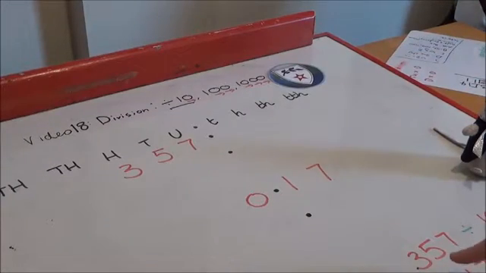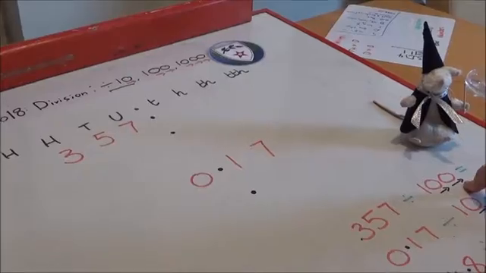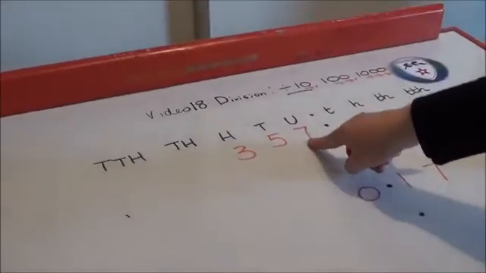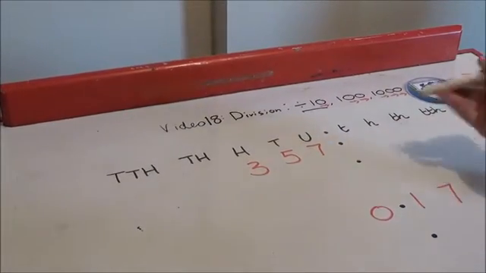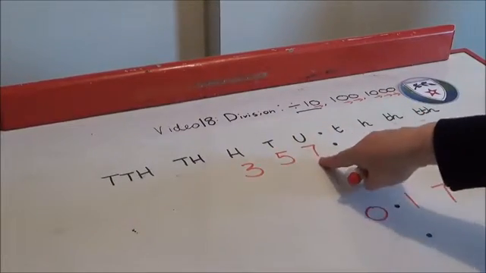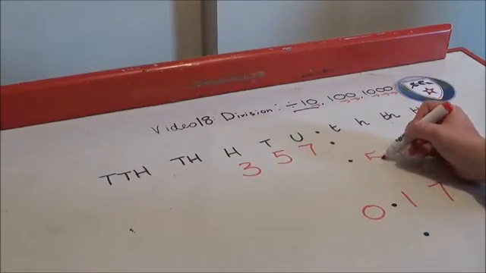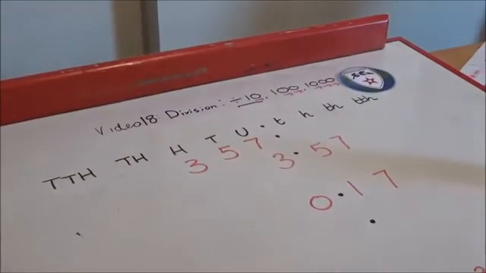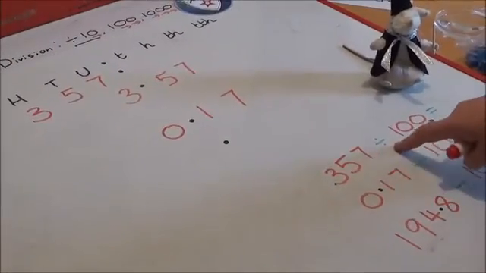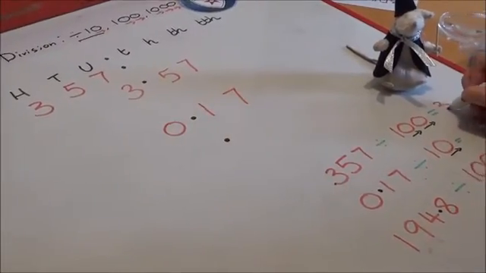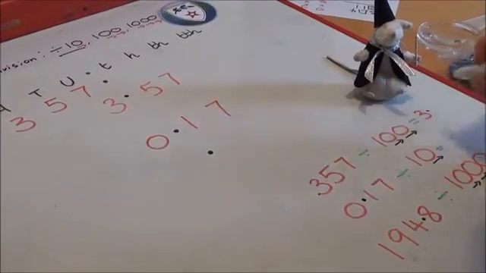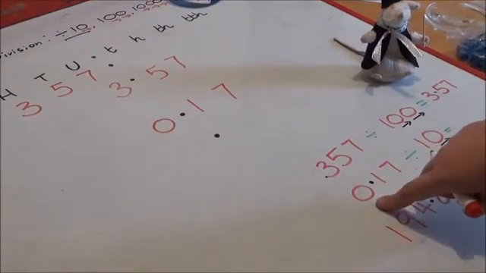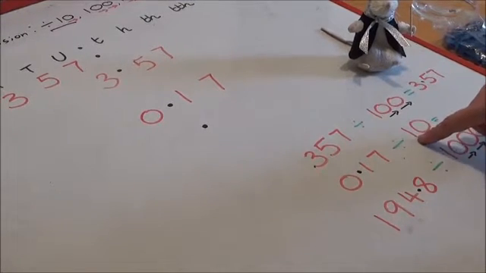Okay, let's go through the answers. 357 divided by 100. I'm going to move it down 2 spaces down the place value position. So I've written it up here for us. Units are not going in the tenths, they're going in the hundredths. Tens, not going in the units, but the tenths. And the hundreds are not going in the tens, they're going in the units. So 357 divided by 100 is the same as 3.57.